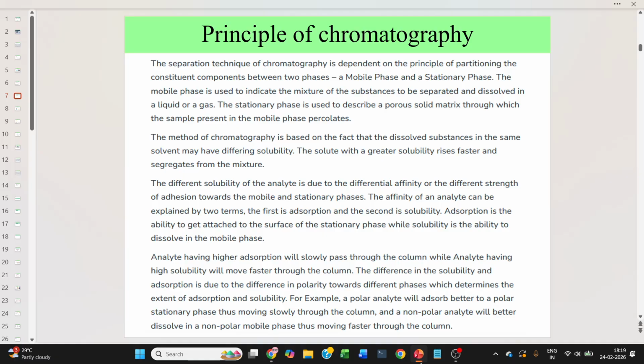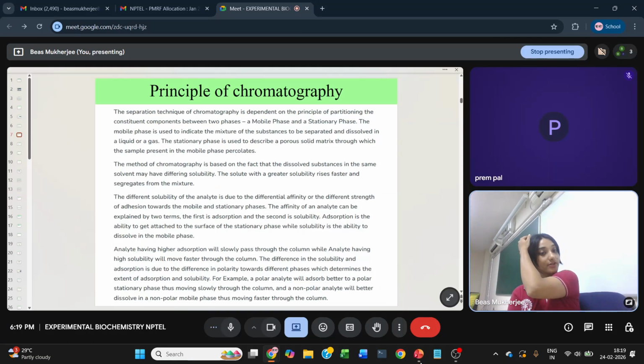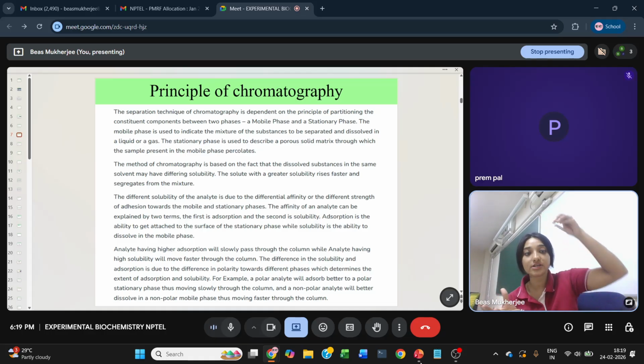Now we have the principle of chromatography. So what happens in chromatography? The separation technique of chromatography depends on the principle of partitioning the constituent compounds into two phases. One is the mobile phase, the other is the stationary phase. So whatever goes inside the column is the mobile phase, and it can bind to the stationary phase, right? Now the sample, your protein of interest, let's say, can either have more affinity for the stationary phase or more affinity for the mobile phase.